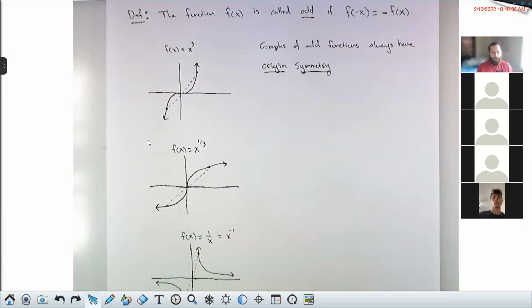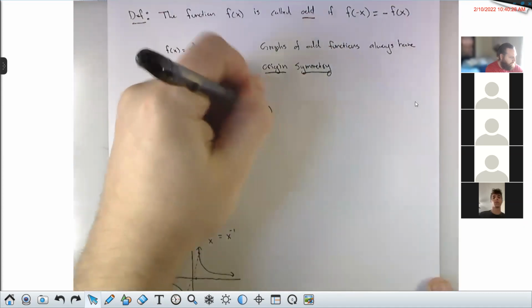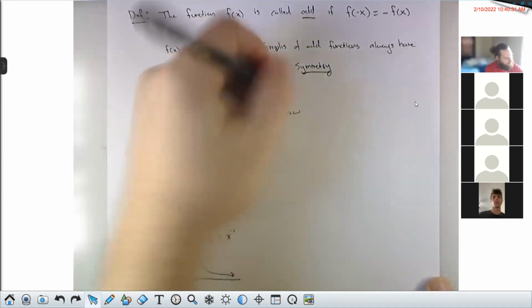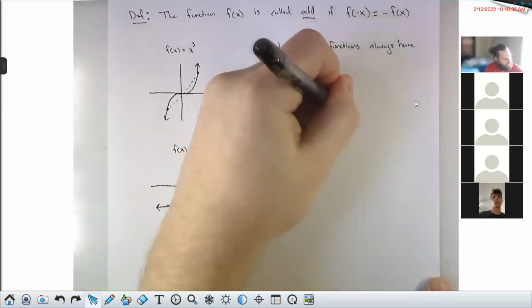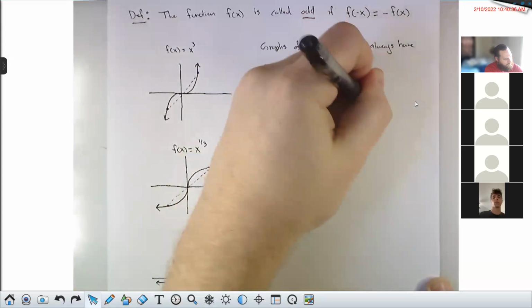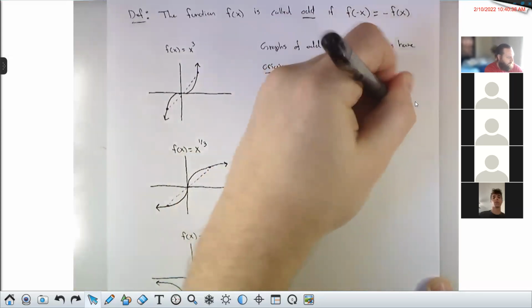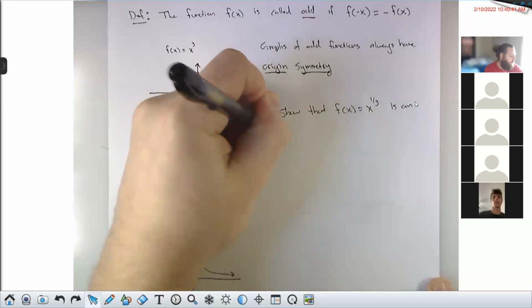Let's go ahead and, no, these will all be fun. I'll let you guys choose. Tell me in the chat or just shout out which one of these guys would you like to do? X cubed, x to the 1/3, or 1 over x? The second one. Okay, so let's prove or show that f of x equal x to the 1/3 is an odd function.